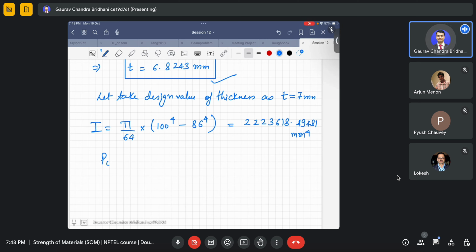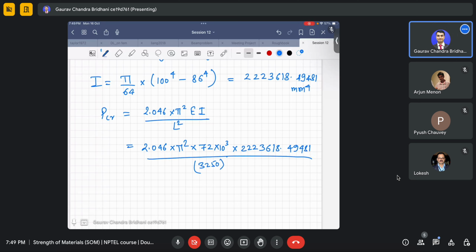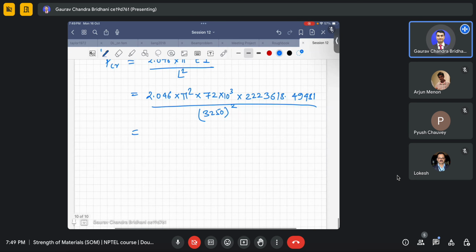Now I want to check my P critical. P critical is 2.046 into pi square EI by L square. So 2.046 pi square, E is 72 into 10 to the power 3, I is this value, 2223618.49481, divided by L, 3250 whole square. If you calculate this, the stress should come below the proportional limit, because it should remain elastic.